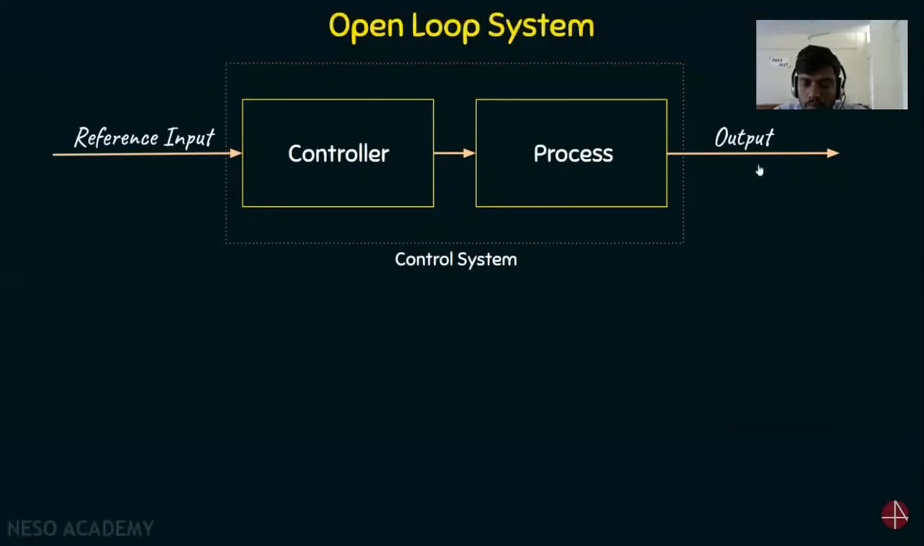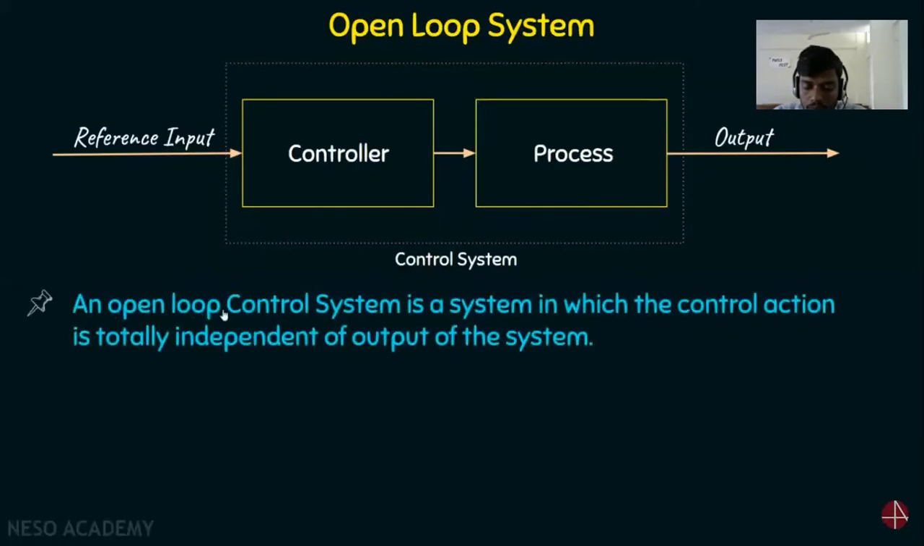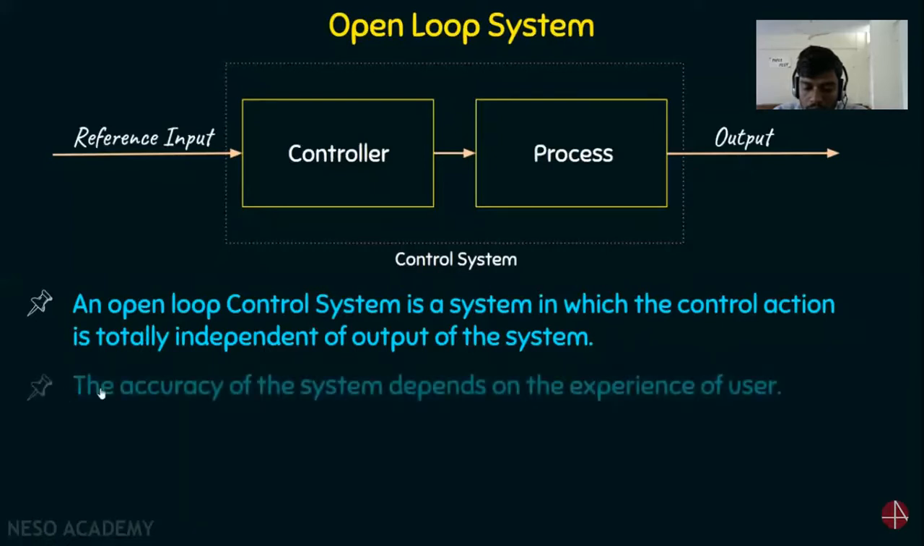Now let's move on to some of the important points of the open loop system. An open loop control system is a system in which the control action is totally independent of the output of the system. This point simply says that the input to the system is totally independent of the output. It means that we don't have a feedback signal that tells us how to vary the input, when to increase or decrease the input signal in order to get the desired output. In that case, the accuracy of the system depends on the experience of the user.